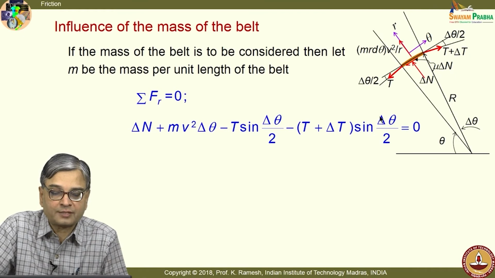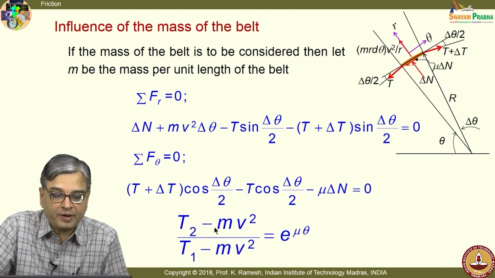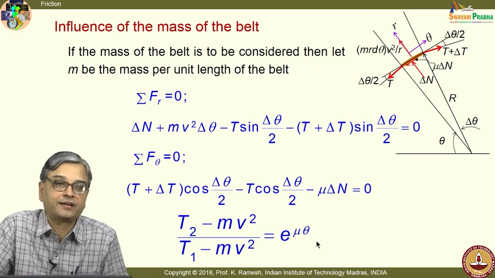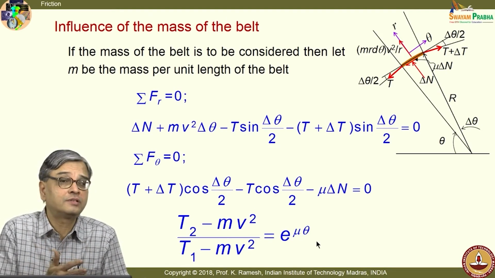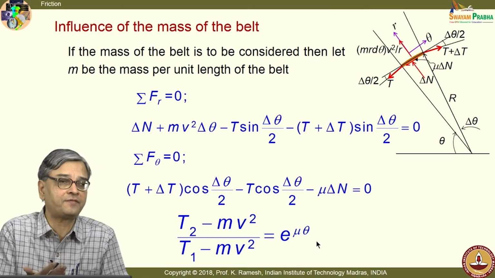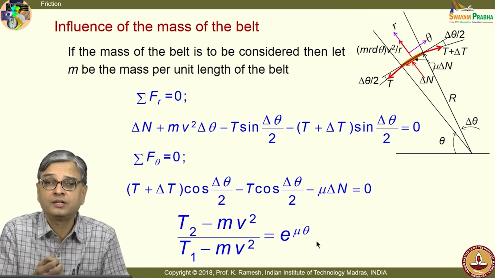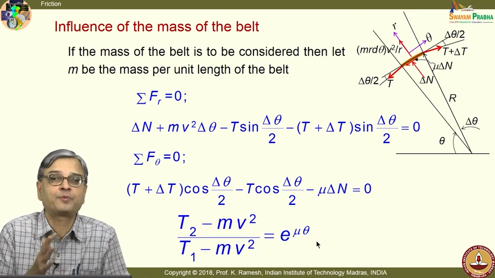In addition to the expressions we had, I will have an additional term m v squared delta theta, and the final expression turns out to be (T2 minus m v squared) divided by (T1 minus m v squared) equal to e power mu theta. So, you can accommodate the body force due to the belt. If your operating speeds are very high, then it becomes significant. Then you will have to improve your predictions on the tension by incorporating the body force appropriately.